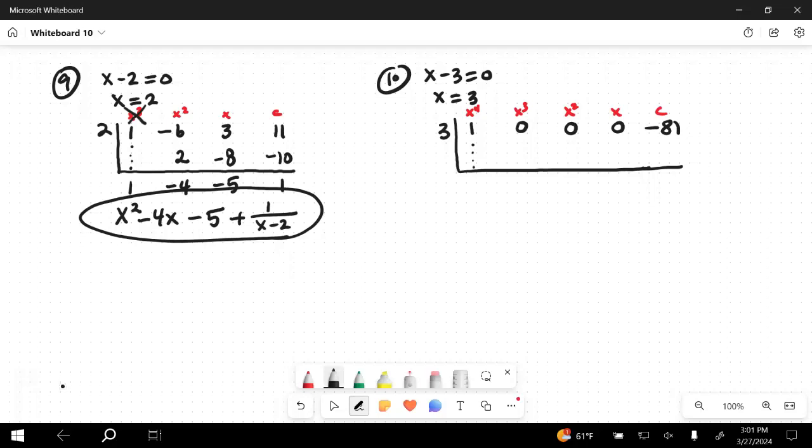We're going to bring the first one down. We're going to multiply, add down. Multiply into the next available position, add down. Multiply into the next available position, add down. Multiply into the next available position, add down. Now this one divided into it evenly, but we still have to drop a degree when we write our answer down. The final answer is x to the third plus 3x squared plus 9x plus 27 and no remainder.